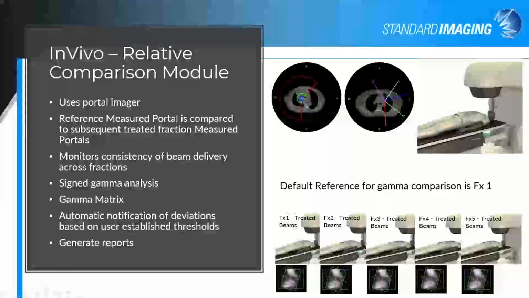And this also includes that sine to gamma analysis that I mentioned earlier, has a gamma matrix, which we're going to go through. These are pretty powerful tools to help you understand when there are changes that potentially require some action. Again, you do get the automatic notification of any deviations based on the user established thresholds. So this is sort of the key in the clinic, is establishing thresholds for your clinic that make sense with your patients. And then there are reports generated for the results that can be exported and imported into ARIA or any other clinical system.